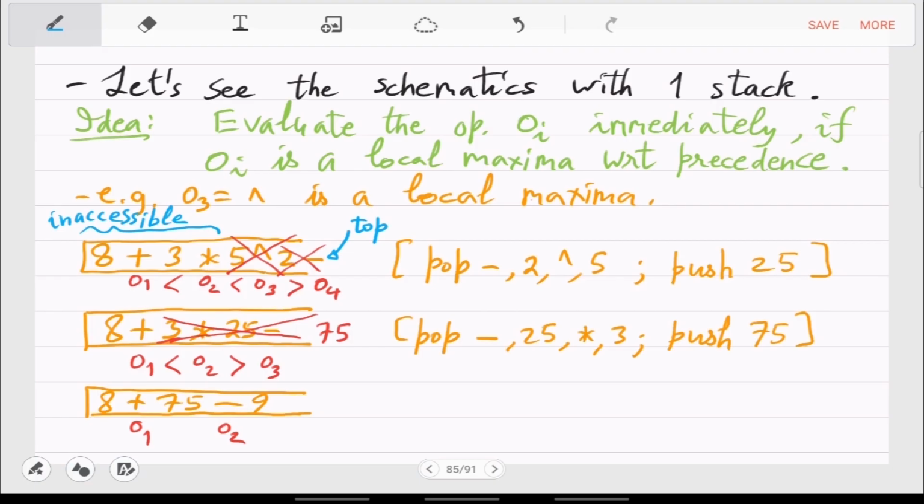Okay, by the way, when will this inaccessible part be very long? What does it mean about the operators? Yeah, it means that they have continuously been increasing or equal. So that is why it's a long chain, and you were never able to decide what to calculate till there is a fall in the precedence, and then you decide. So that can happen in a general input.